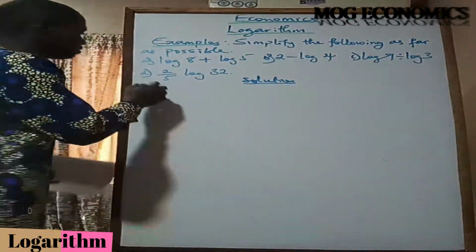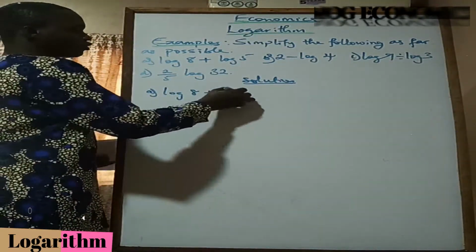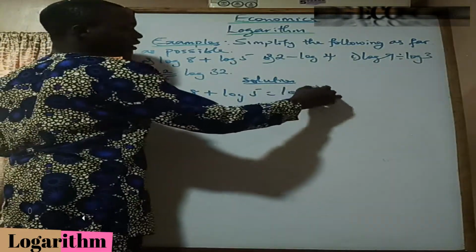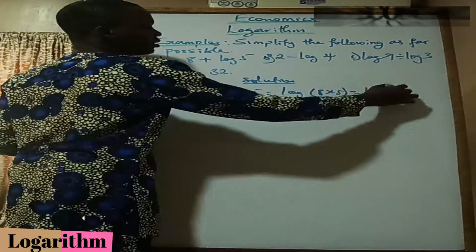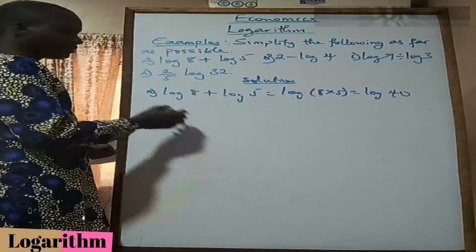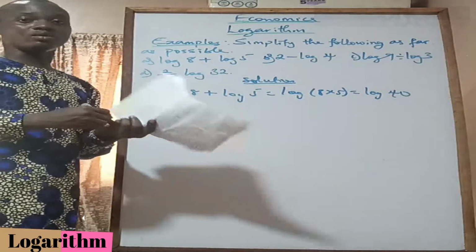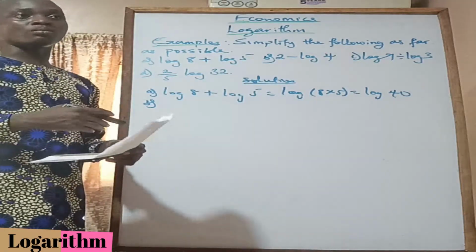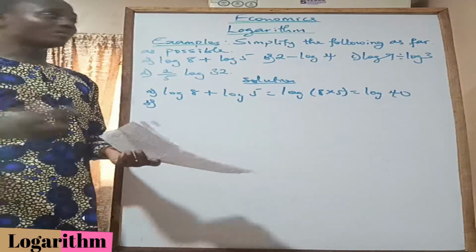So for the first one, which is A, log 8 plus log 5. When we look at the first rule, this is going to become log 8 multiplied by 5, which is equal to log 40, and you're done. That's all. Except it's an objective question, and you cannot find log 40 among the options. So you may decide to just put log 40 on your calculator and get your final answer out.